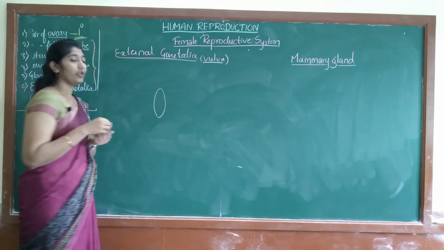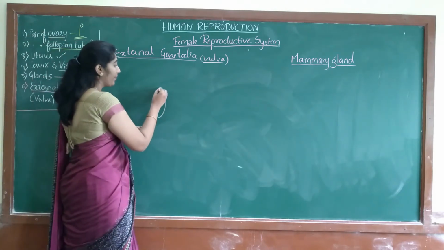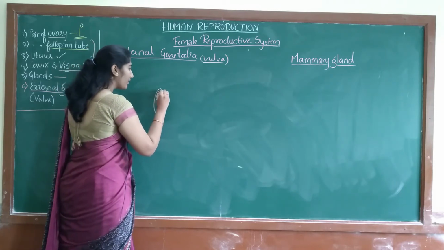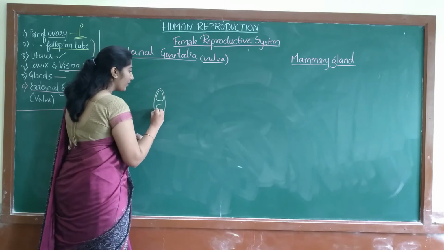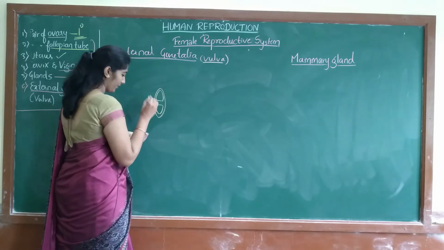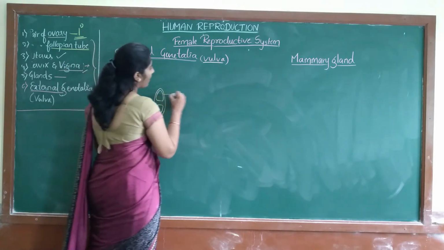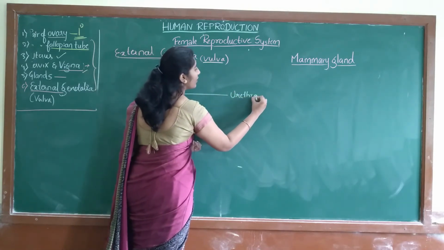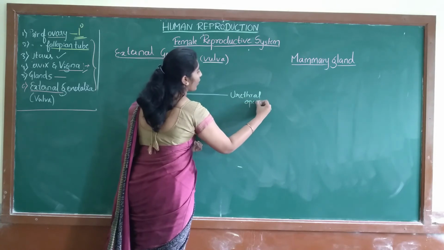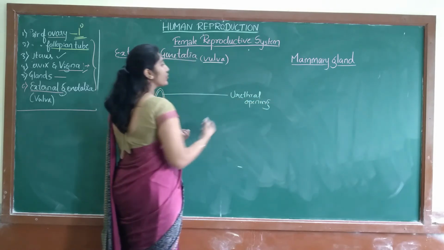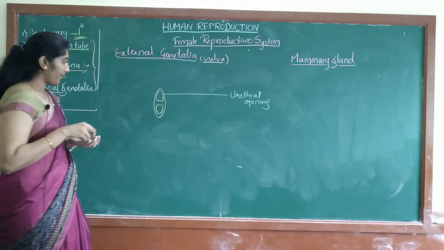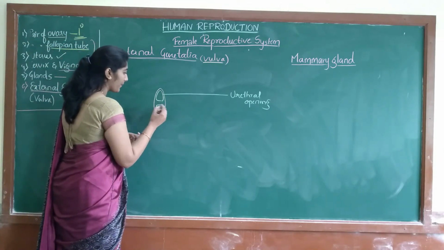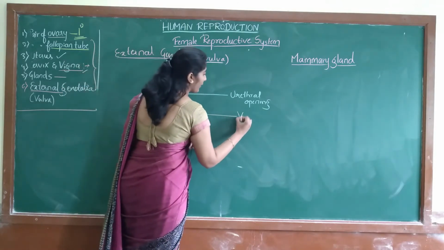a depression called the vestibule, in which there are 2 openings, the upper opening and the lower opening. The upper opening is called the urethral opening, through which urine passes, and the lower opening is the vaginal opening.